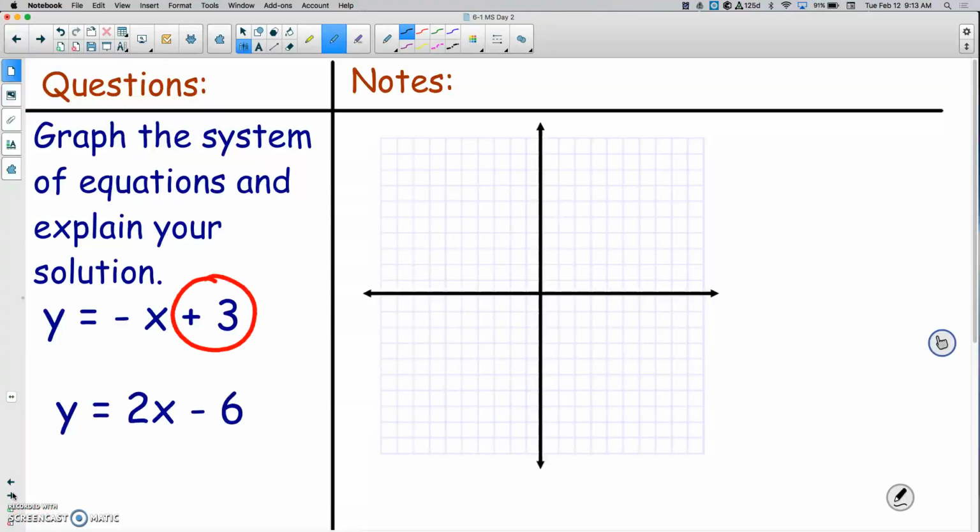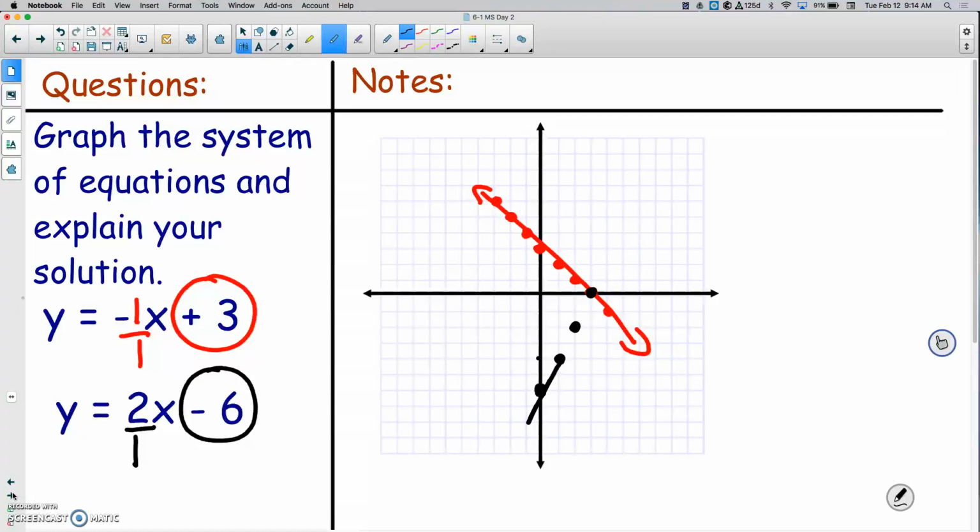Next one, start at 3. Slope is -1, so -1, down 1, over 1 to the right. Then -6 is my second intercept. And remember, if it doesn't look like a fraction, put a 1 under it. So my slope, I rise 2, run 1. Here's where they cross. So intersecting lines, one solution, 3, 0.